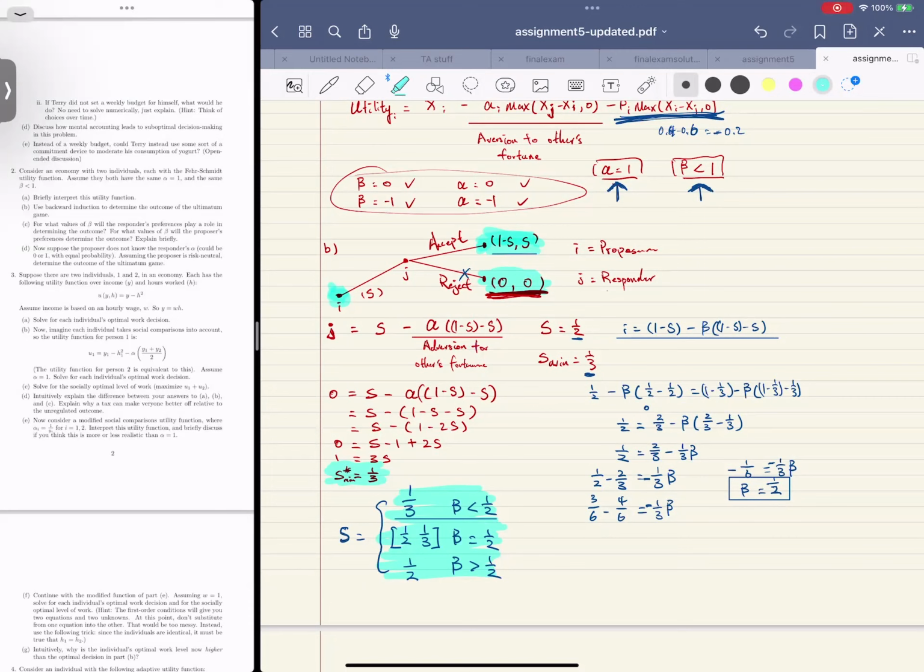Okay. Any question on this? Or confusing or stressful or anything?